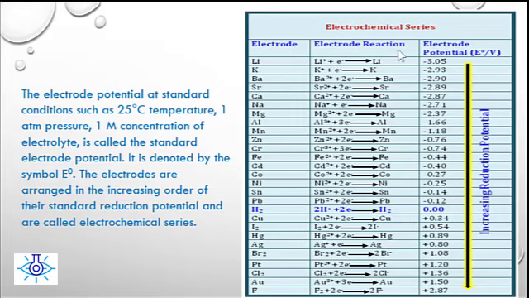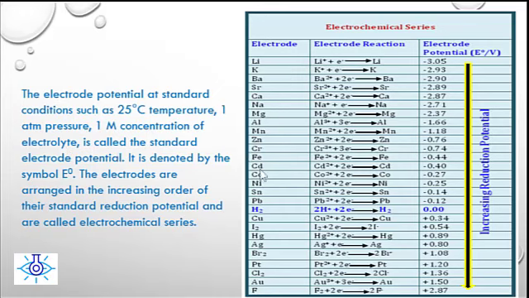Now this is a table showing the electrochemical series. The electrode potential at standard conditions like 25 degrees Celsius and 1 atmospheric pressure, and if the concentration is 1 molar, is called the standard electrode potential.